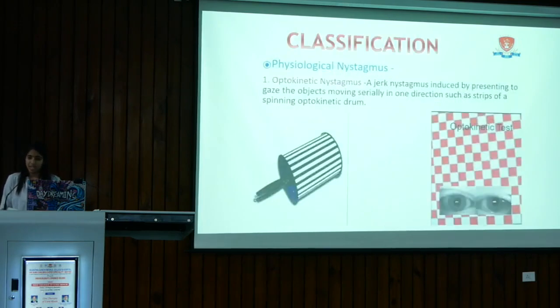And then we talk about the classification of nystagmus. It constitutes a physiological nystagmus and a pathological nystagmus. In physiological nystagmus, we have optokinetic nystagmus. It is a jerk nystagmus induced by presenting to gaze the object moving serially in one direction of gaze, such as strips of a spinning optokinetic drum. Like you can see an optokinetic drum in this image, and the nystagmus induced by it.